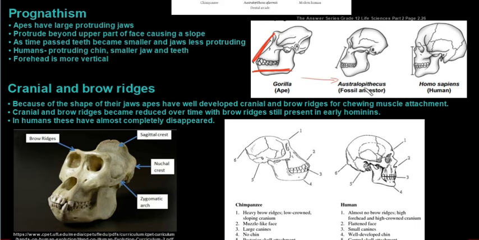So as we go down, you'll see Australopithecus here has a much smaller jaw, and the slope is also less pronounced. And then when we finally get to humans, we have a protruding chin, but we have smaller jaws and teeth, and that causes a vertical slope that you see there, so a more vertical forehead.